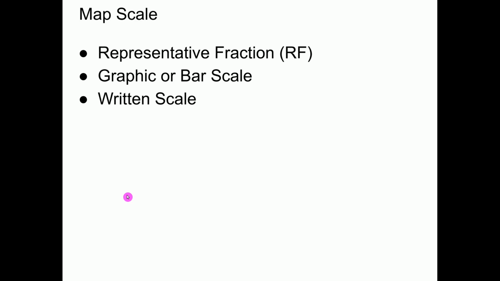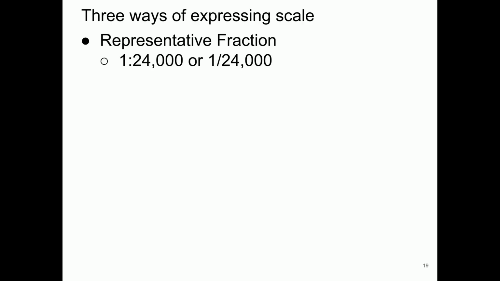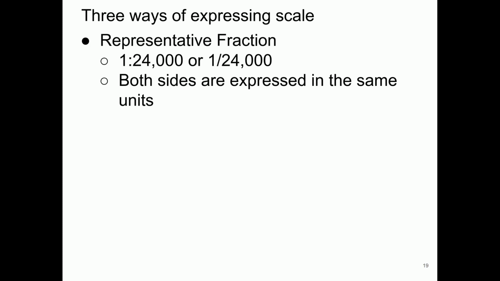There are 3 ways that we will use to show map scale. There's a representative fraction, which you've seen, 1 to 24,000. There's a graphic scale, which you might have seen, and there's a written scale. So the representative fraction, the units on both sides are the same. It doesn't matter what the units are. 1 inch to 24,000 inches, 1 foot to 24,000 feet. Both sides have the same units.